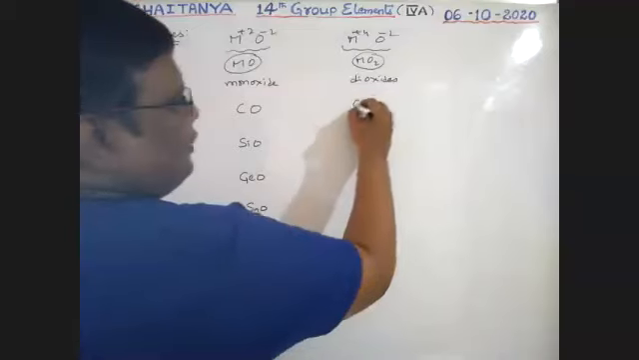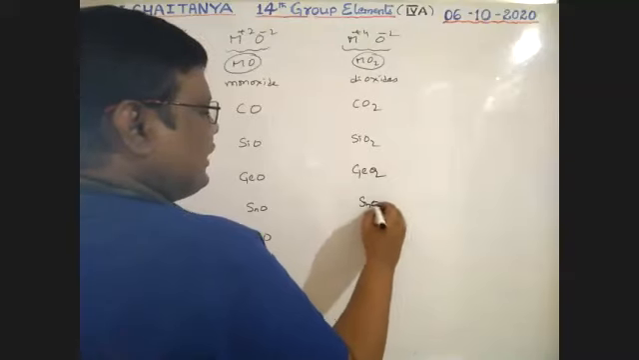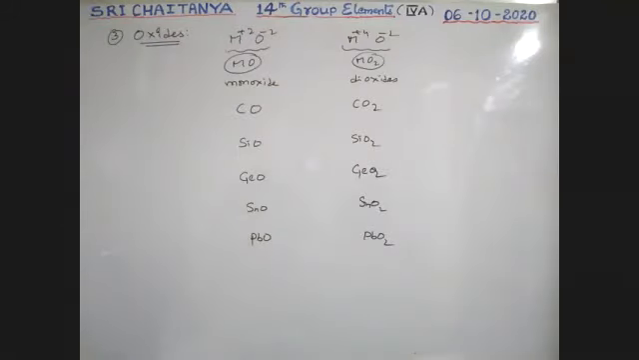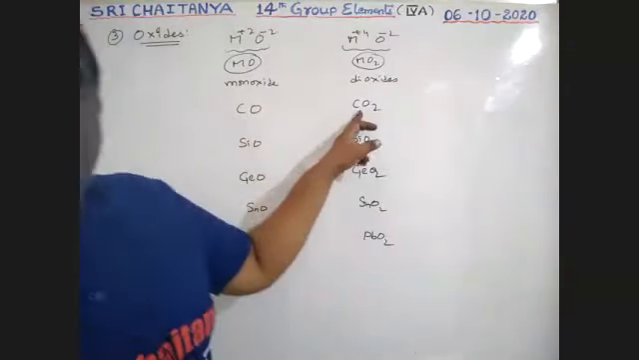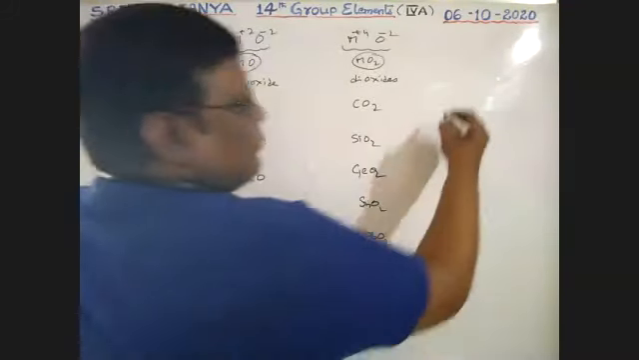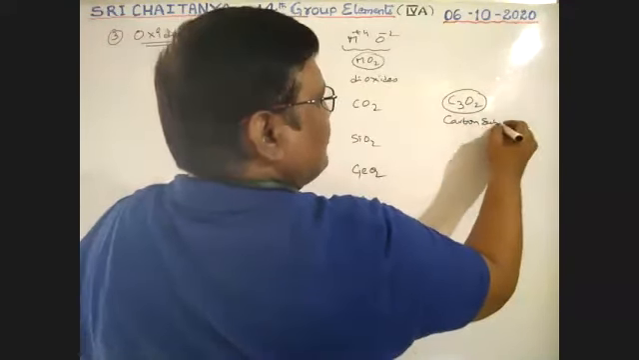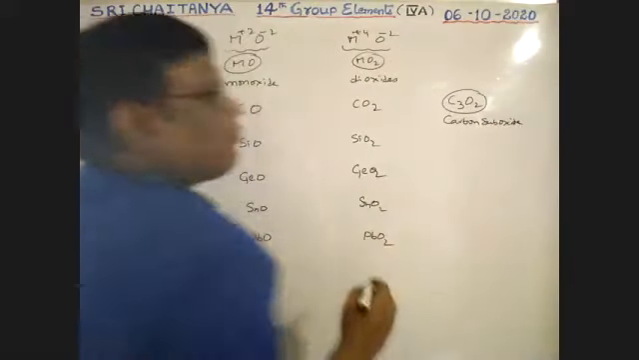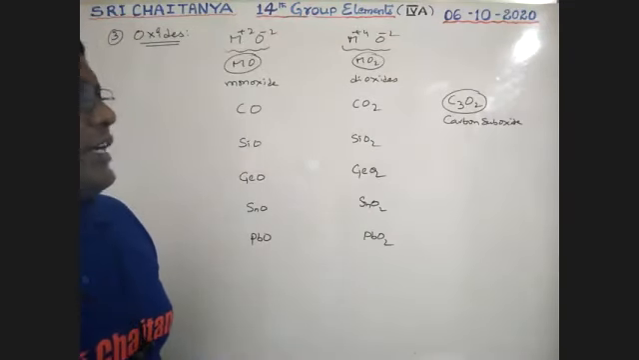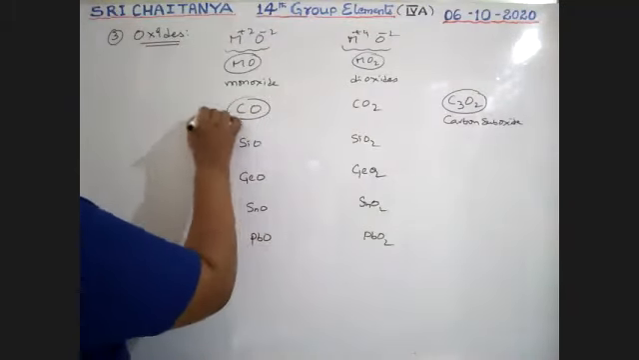Next, dioxides. Carbon dioxide, silicon dioxide, germanium dioxide, tin dioxide, and lead dioxide. These are the oxides, boys. Along with carbon monoxide and carbon dioxide, carbon can also form another oxide, that is sesquioxide, which is called carbon suboxide, that is C3O2. Carbon suboxide, boys, that is sesquioxide. Okay. So here, carbon monoxide is a neutral oxide.